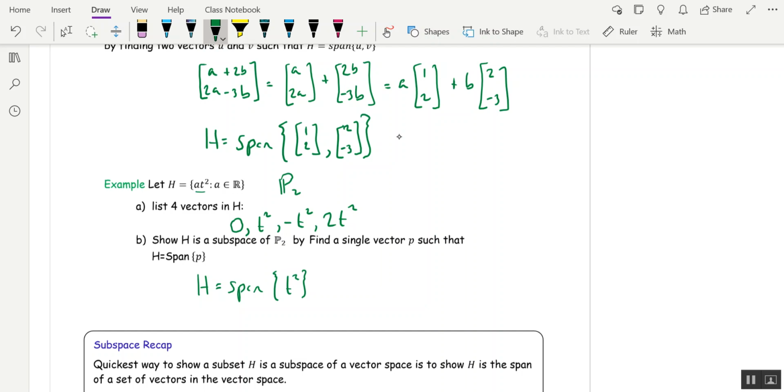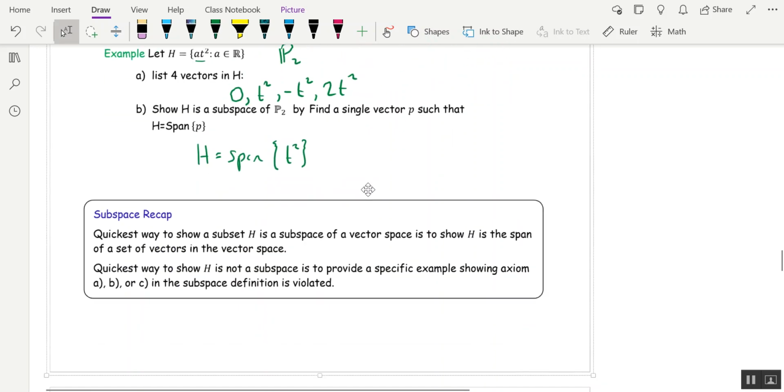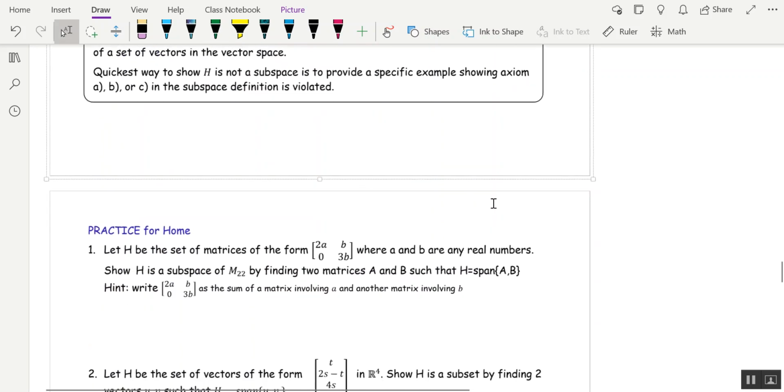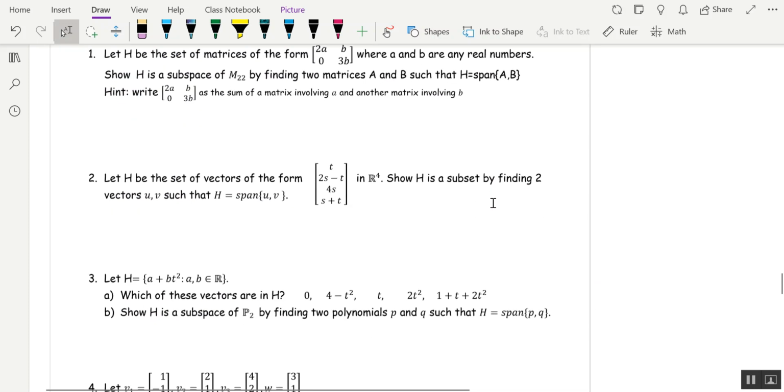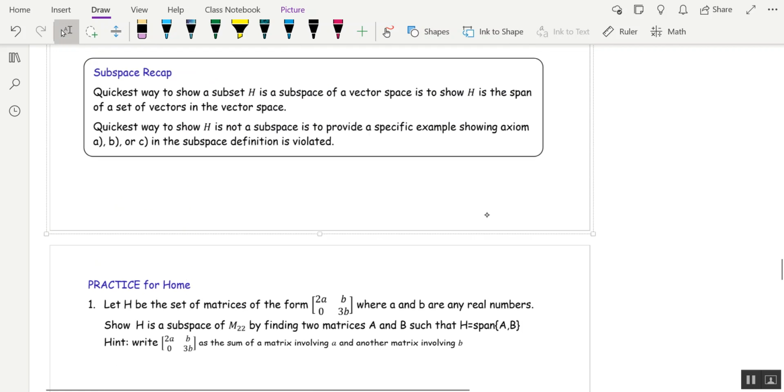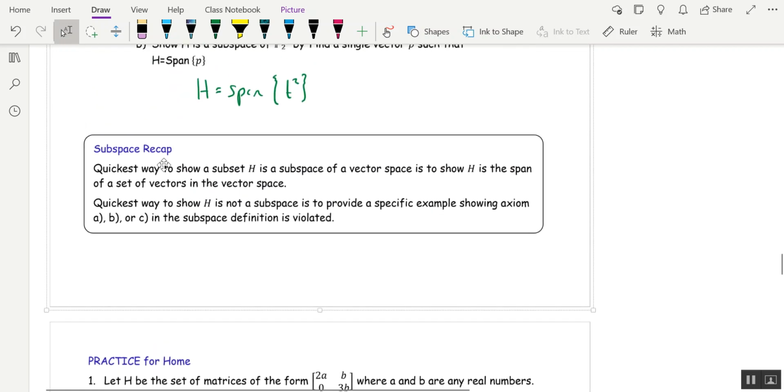All right, so a little recap here before I set you loose to do some practice problems at home. We're getting into probably different territory for you, talking about vector spaces and how a polynomial could be a vector or a matrix be a vector. So it's going to expand your mind a little bit. Subspace recap. The quickest way to show a subset is a subspace is to show that that subset H is the span of a set of vectors. It's very quick if you can show that.